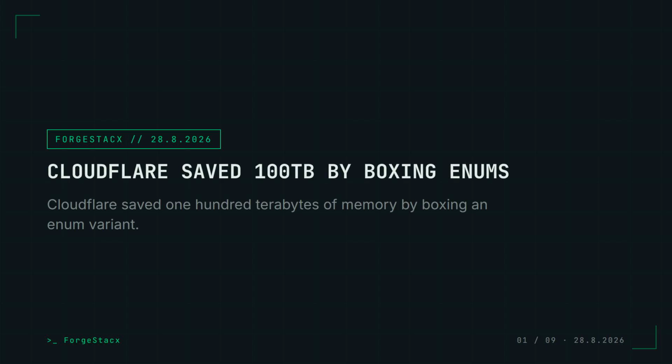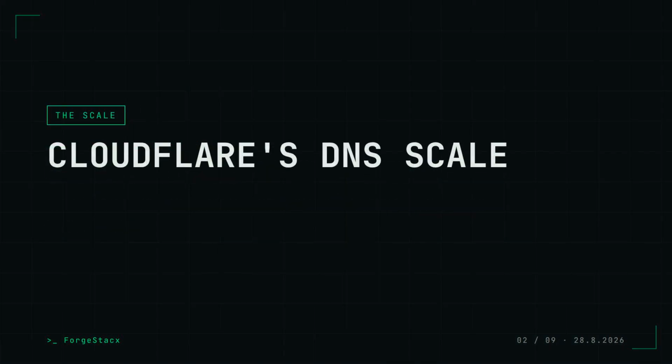Cloudflare saved 100 terabytes of memory by boxing an Enum variant. We are talking about the infrastructure that powers the modern internet. Cloudflare operates 1.1.1.1, the public DNS resolver that billions of devices use daily.